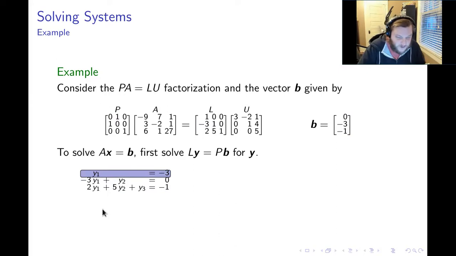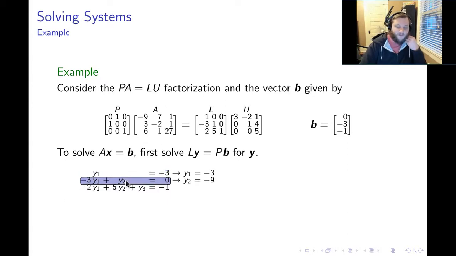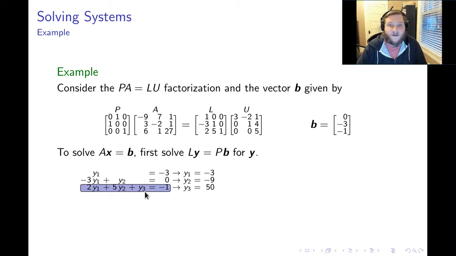So if I look at the first equation here, the first equation is just telling me y1 equals -3. I can then take that value of y1 and substitute it into the second equation and use that to solve for y2. If I do that work, I end up with y2 equals -9. And then finally, I can take my values of y1 and y2 that I found in the first and second equations and place them into the third equation and solve for y3. In this case, I get y3 equals 50.